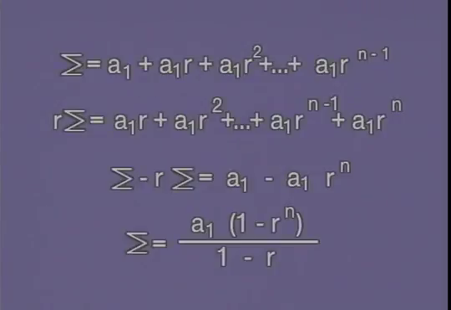And we use a little trick. On the first line, we see that the sum is equal to a1 plus a1r plus a1r squared, dot, dot, dot, dot, plus a1 times r to the n minus 1.